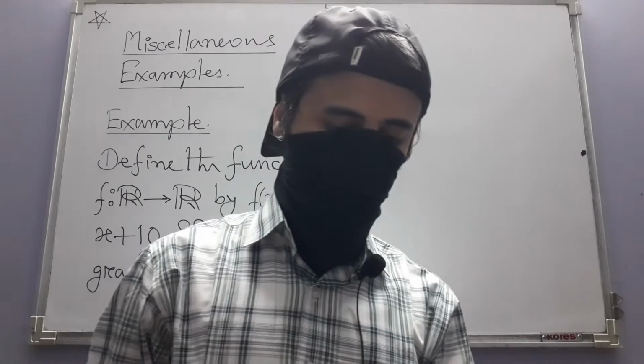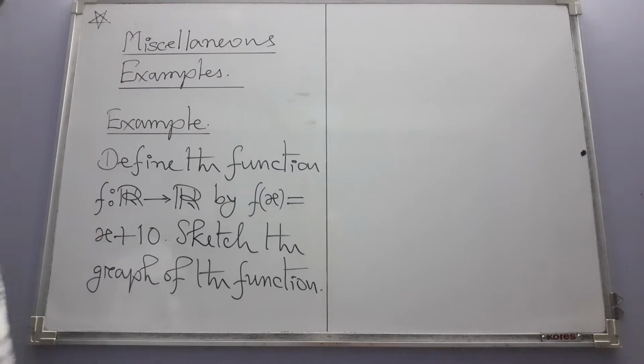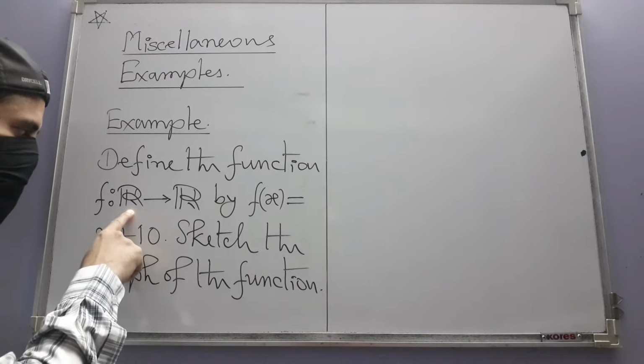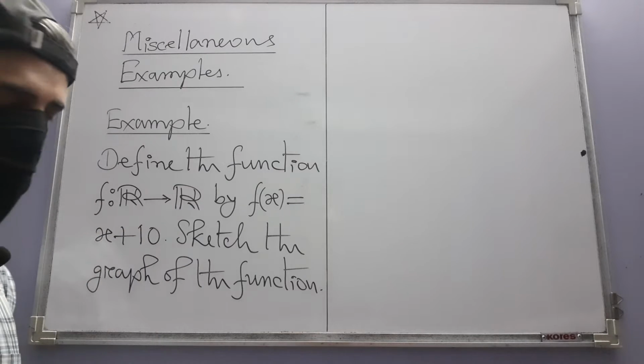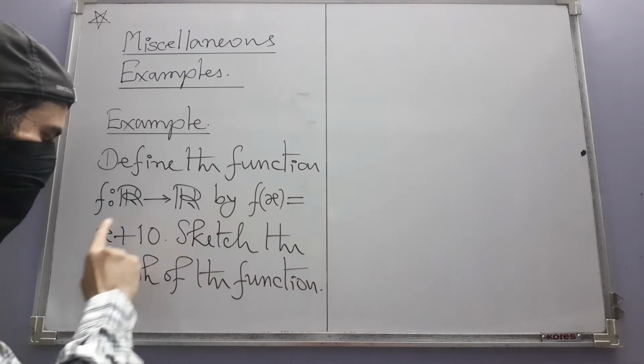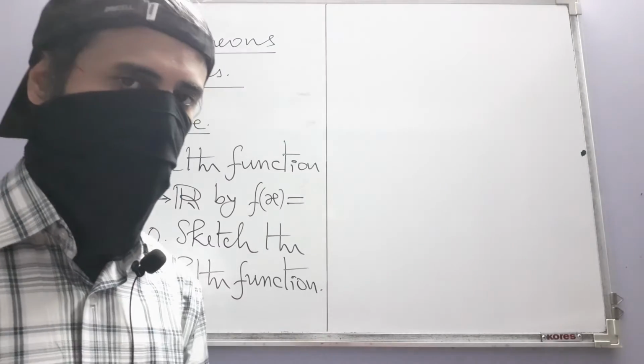Okay, so let's see some miscellaneous examples next. We have a function here, a real function whose domain is the set of real numbers itself. And the function rule is f of x is x plus 10. We have to sketch the graph of this function. So that means we have to make a table.